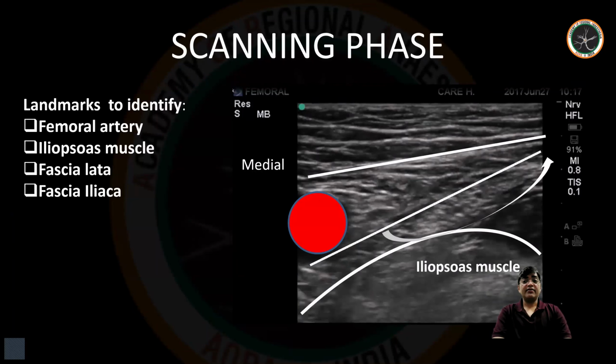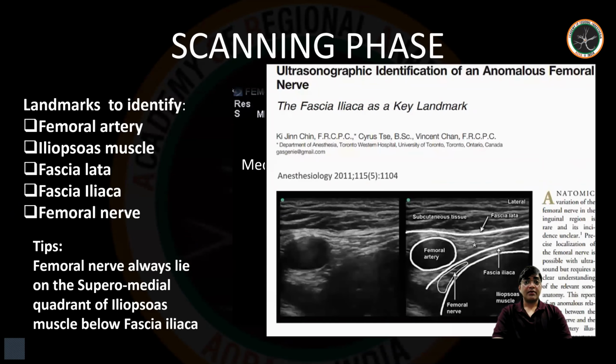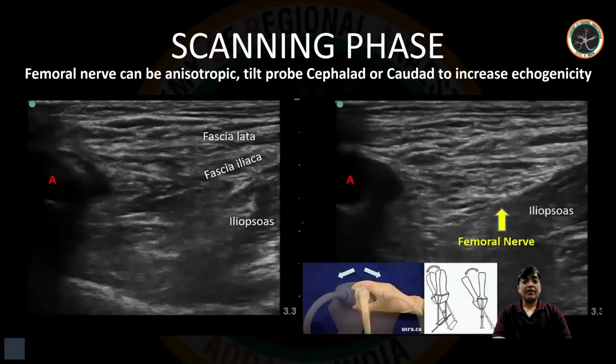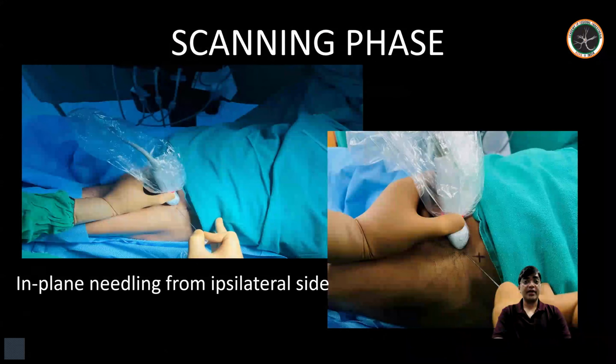Then we can identify the femoral nerve, which is sandwiched between the fascia iliaca and the iliopsoas muscle. The femoral nerve lies below the fascia iliaca on the superomedial quadrant of the iliopsoas muscle. This is the reference for the ultrasonographic identification of the femoral nerve. The femoral nerve can be anisotropic, so we need a little bit of tilting cephalad or caudad to increase the echogenicity of the femoral nerve and identify the various structures.